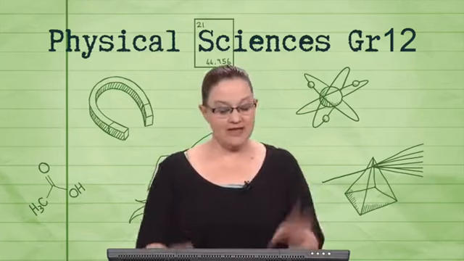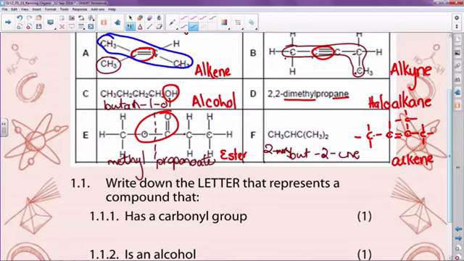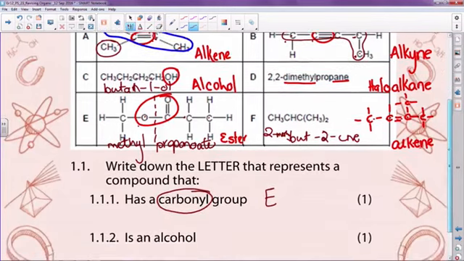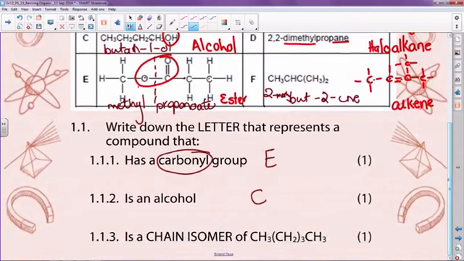Slowly, there we go. That has a carbonyl group in it. Guys, remember the carbonyl group is from the ester. So it's this one, it's E. The carbonyl group is the double bond oxygen and the O. Okay, very, very important. Write down the one that is an alcohol. Oh, wait, that was C. Write down the one. Which one is a chain isomer of that?